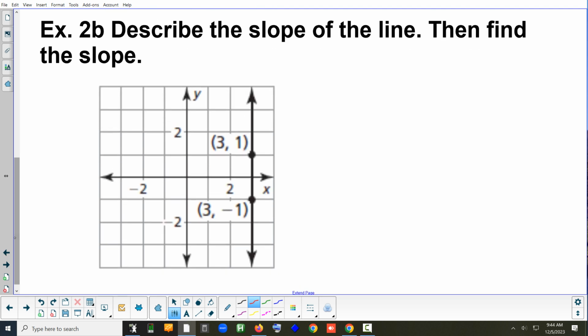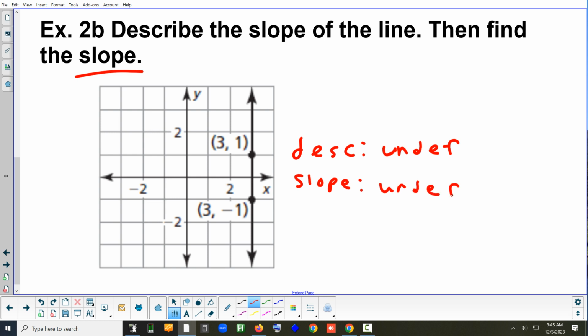Okay, so this one, describe the slope of the line and then find the slope. How would you describe the slope of that line? Positive, negative, 0, or undefined? Undefined. So when it's undefined, you really don't need to do the second part, find the slope, because the slope is undefined. The description is the slope. Okay, but when it's a positive slope or a negative slope, that's where you can tell me more. You can give me the actual number. Okay, any question on that one?